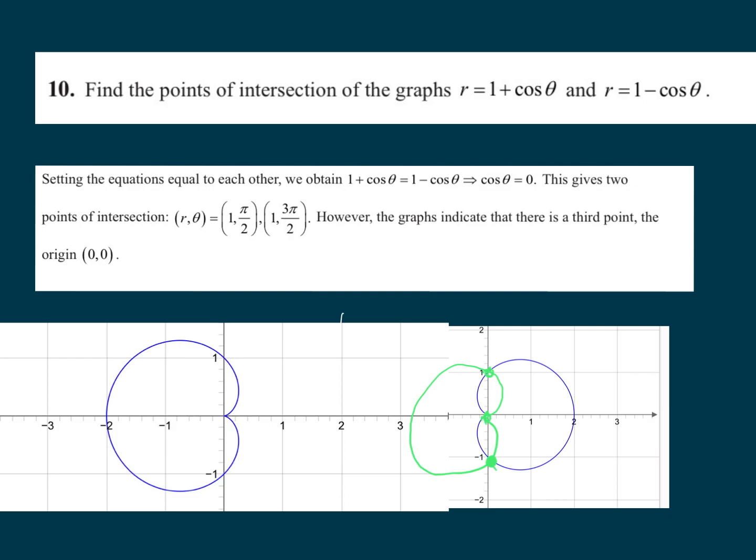Yes, this is a point of intersection where they have the same R. No, this point, the center, is not a point of intersection because they don't have the same R and the same theta. The R here is 0, and the R here is 0, but the theta is not the same. Let me erase this. So the point of intersection is when the R and the theta are the same. So let's go to do it.